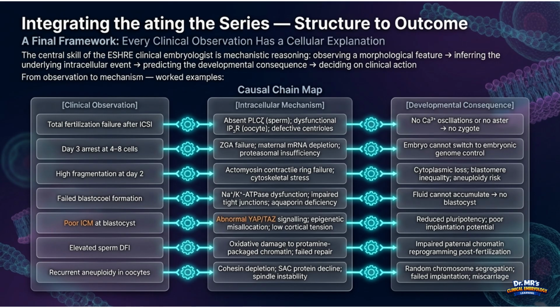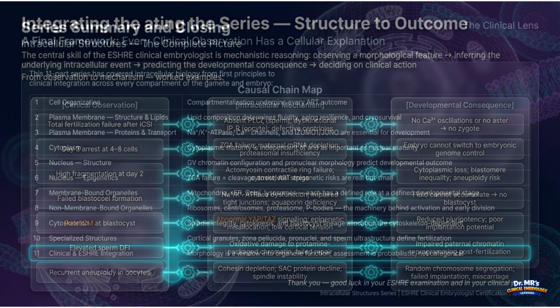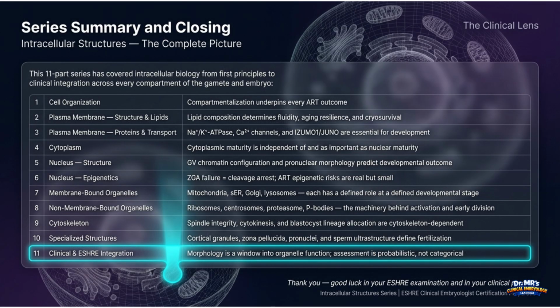It is so profoundly satisfying to connect the microscopic dots like that, to not just look at a failed embryo and feel helpless, but to be able to point precisely to a cohesin depletion, or a PLCζ absence, or a failed deadenylation pathway. That is exactly the difference between a laboratory technician and a master clinical embryologist. And that brings us to the complete picture.